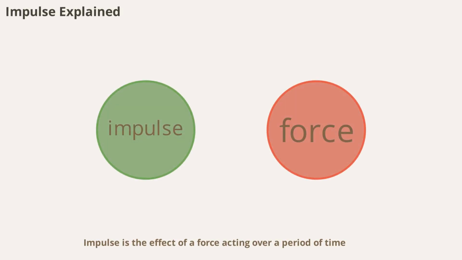Impulse is the effect of a force acting over a period of time. It's calculated as the product of force and the time interval during which it acts. Impulse changes an object's momentum, such as when a bat strikes a ball or when airbags deploy in a car crash. The longer the force acts, the greater the change in momentum. Understanding impulse helps in designing safer vehicles and sports equipment.